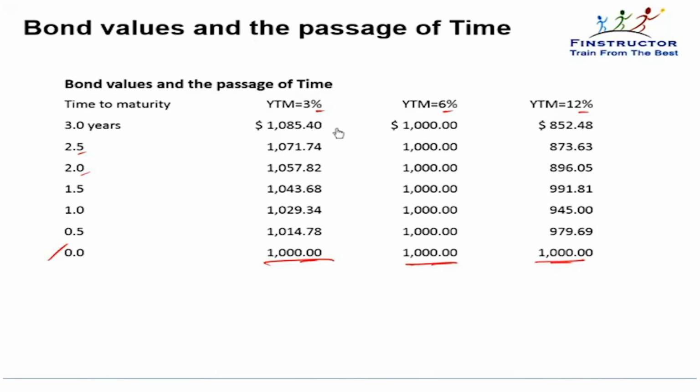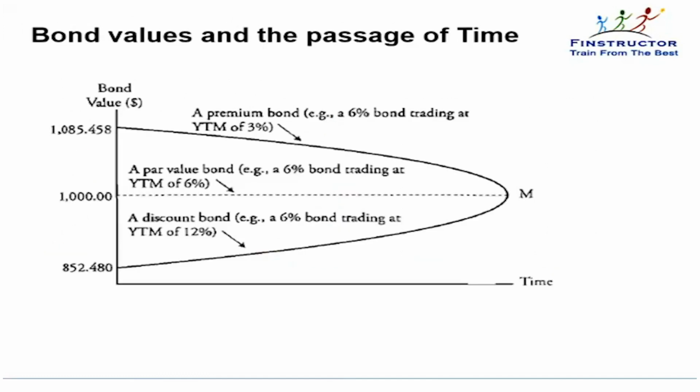So the value of the first bond will move down from 1085 to par value. The value of the par bond will remain there, and the value of the 12% yield bond will go up to a value of $1,000, because when only an instant is remaining before maturity, at that point the value of all bonds is equal to par value. This phenomenon is called the pull to par phenomenon. That is, to begin with, the bond could be at a premium or it could be at a discount. However, as time passes, the value of all bonds equals their par value. We are assuming there is no credit default.